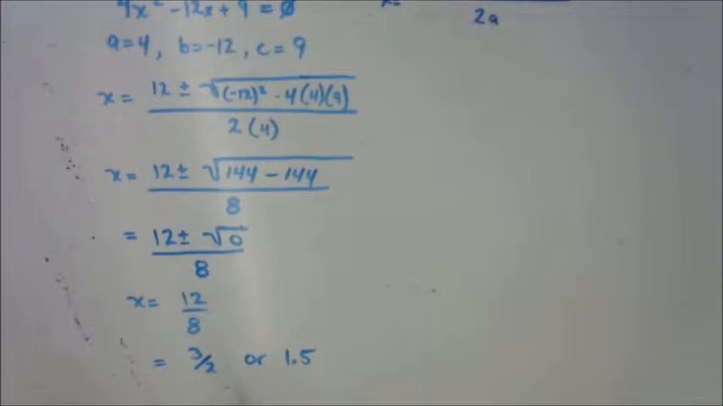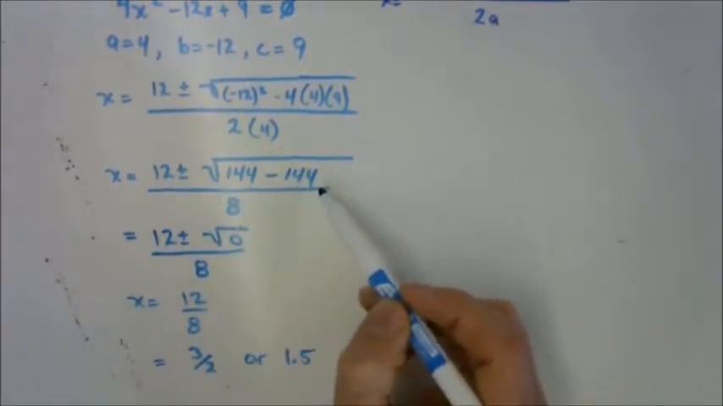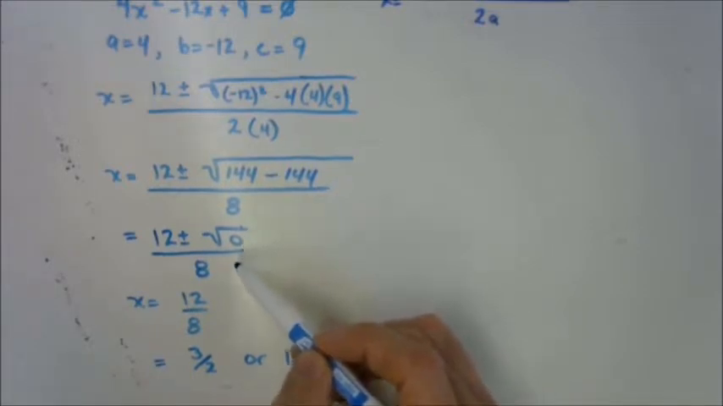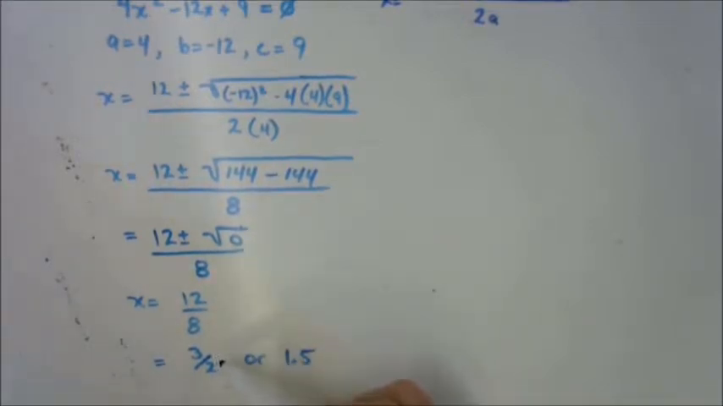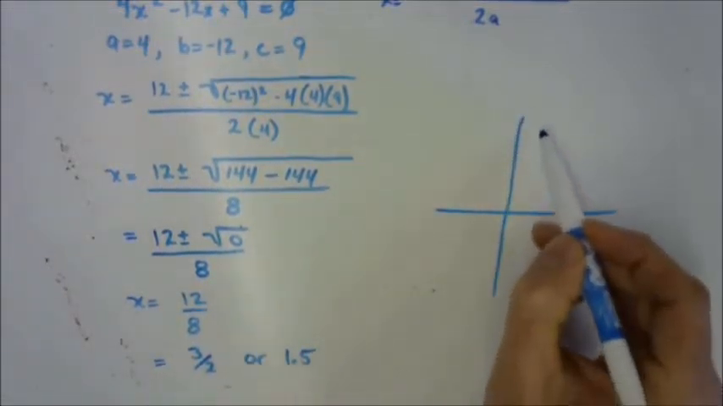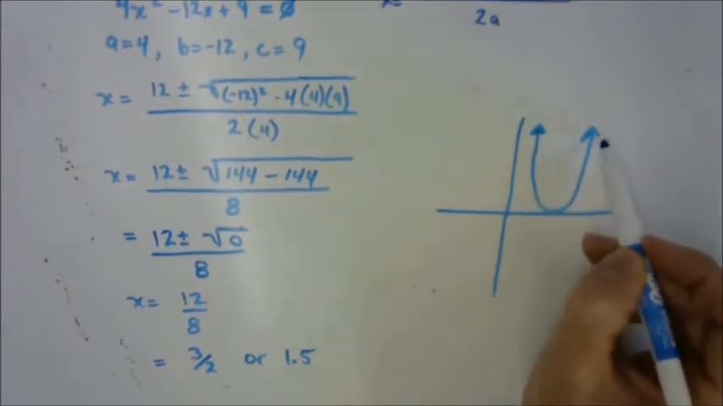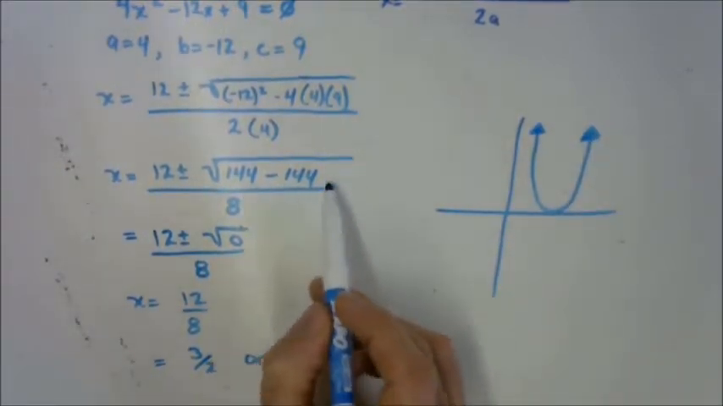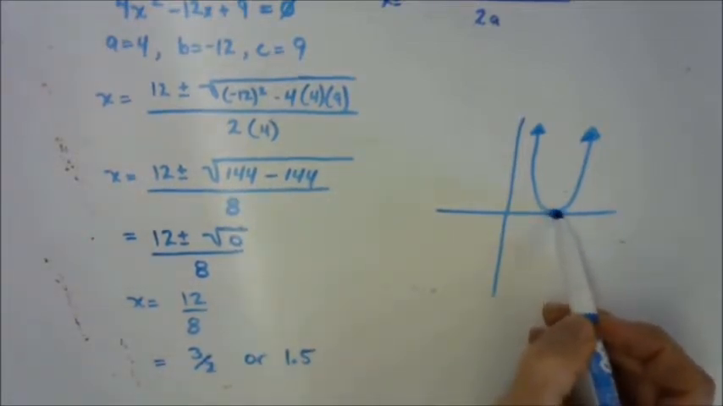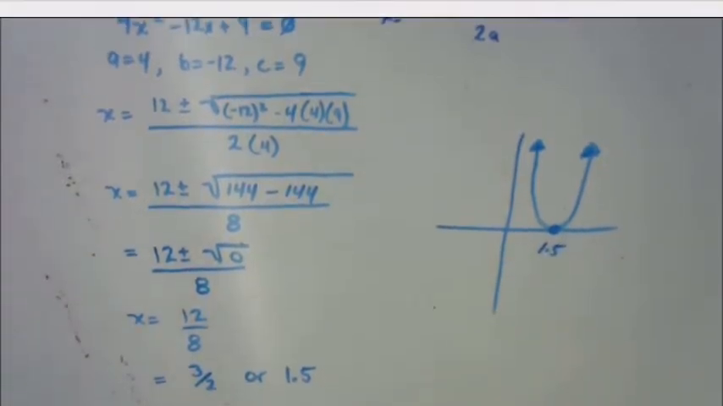So what did we notice here? Well, we noticed that under the radical sign, under the square root sign, we ended up with 0. And when we ended up with 0, we only had one root. So this equation only ever touches the x-axis. It has one root. And the connection is whenever the value under the radical sign reduces to 0, it's going to have one root. In this case, it's at 1.5.